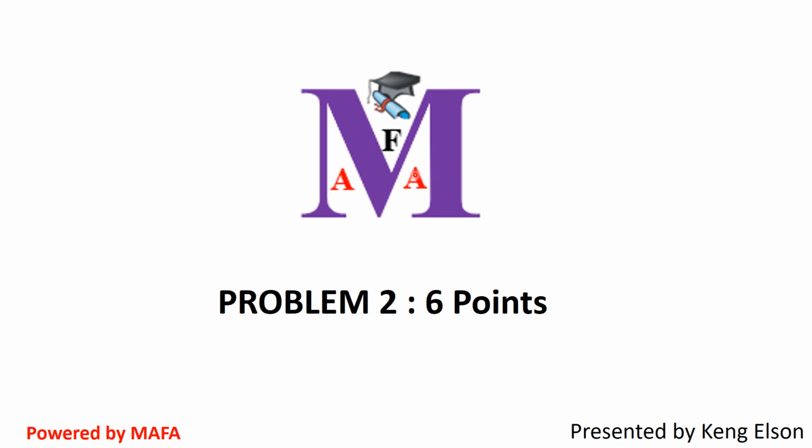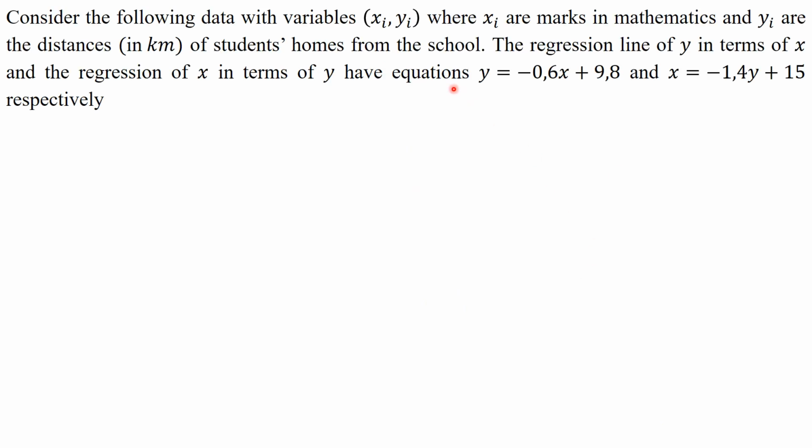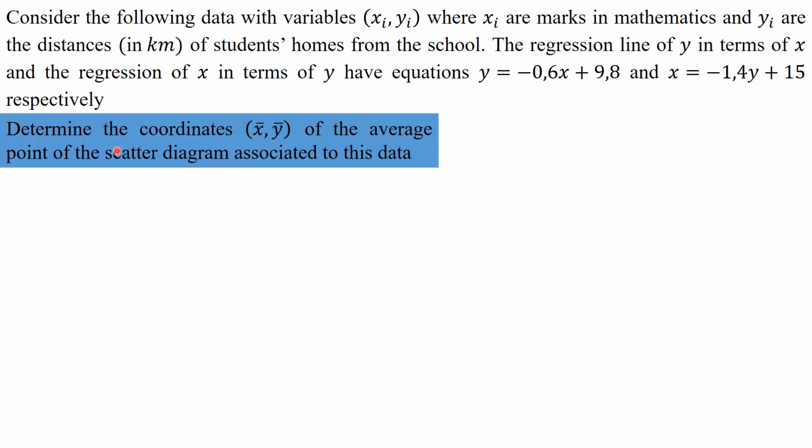Alright, so that was all for problem 1. So we dive straight away to problem 2. Problem 2 was awarded 6 points. The problem reads: consider the following data with variables xi, yi, where xi are marks in mathematics and yi are the distances in kilometers of students' homes from the school. The regression line of y in terms of x and the regression line of x in terms of y have equations. First, determine the coordinates x bar, y bar of the average point of the scatter diagram associated to this data.